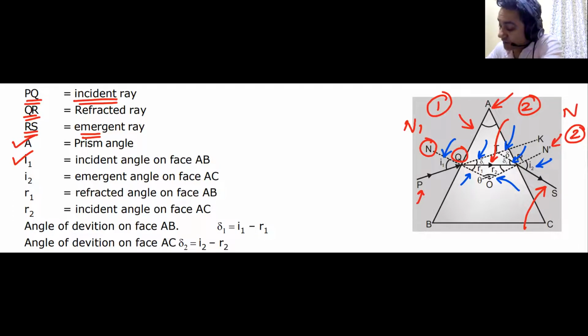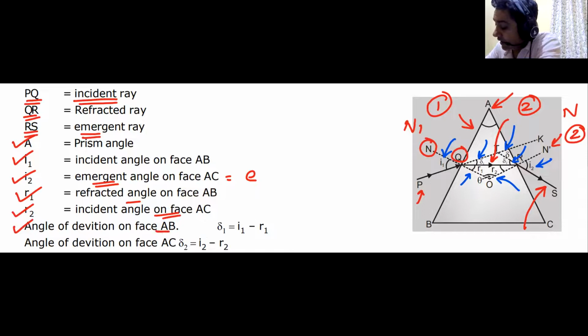So I1 becomes the angle of incidence. I2 becomes the angle of emergence. Sometimes you also call it E. R1 becomes the refracted angle, refracted angle number 1. R2 becomes the incident angle on the second face.